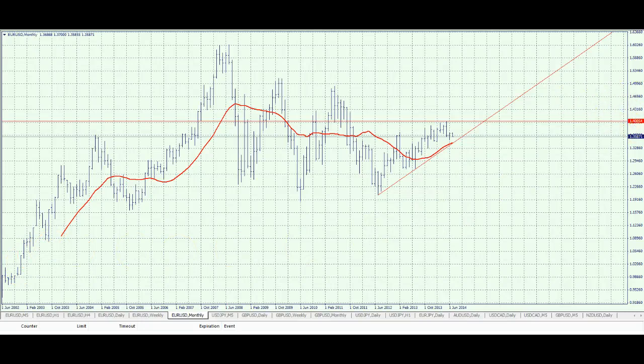In the monthly chart, you got this trend line that comes in around 134. It's around 134.32 or so. It's also the 20-month moving average. We jump to the weekly.